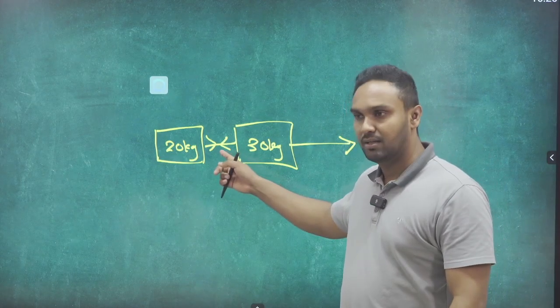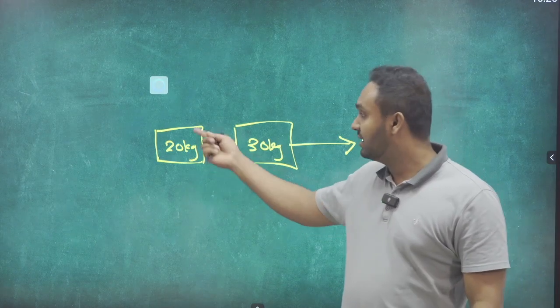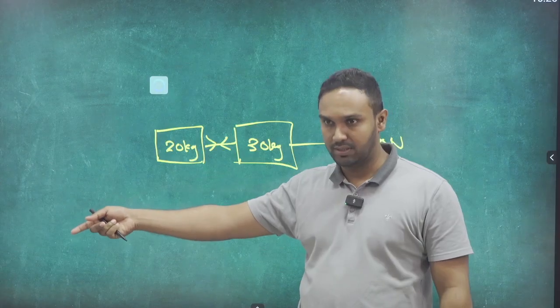That is this one, right? Acting opposite. And the other tension is pulling the next object connected to it, right?